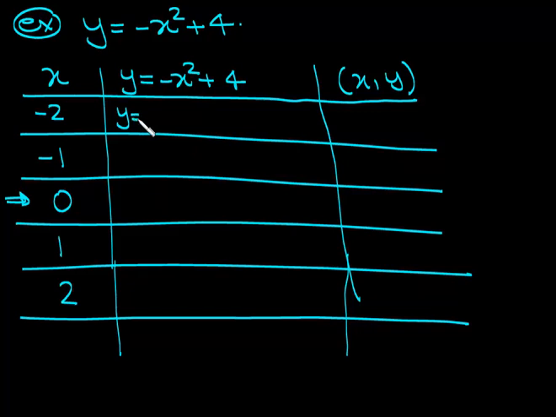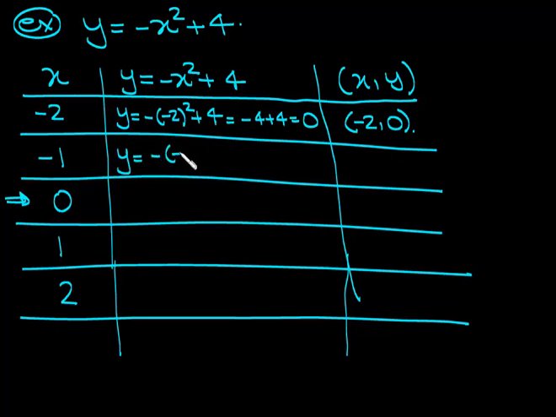So we get y is equal to minus of -2 squared plus 4. So I'm plugging this x into the equation. So we end up with -2 squared is 4. So we get -4 plus 4, which is going to give me 0. So that tells me if x is -2, y is 0. I do the same thing for the next one. I have minus of minus 1 squared plus 4. So negative 1 squared is 1. So I get -1 plus 4, which is 3. So if x is minus 1, y is 3.